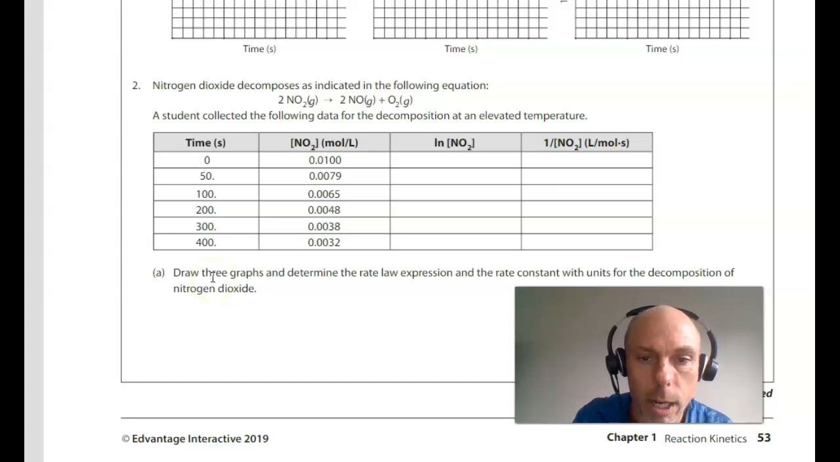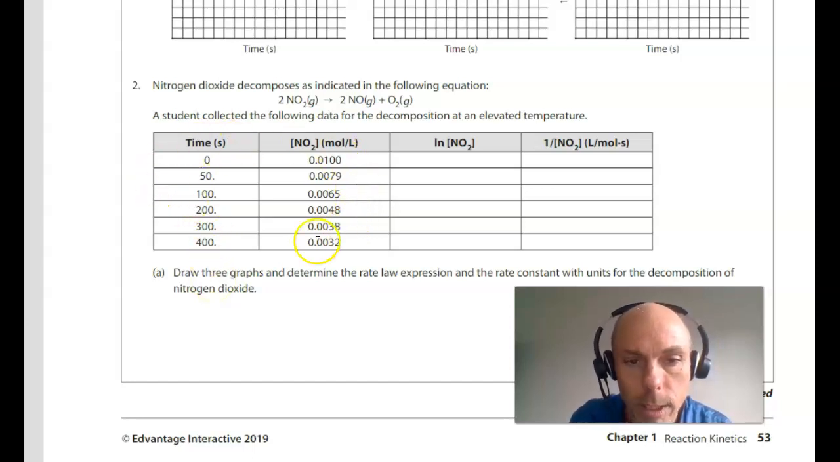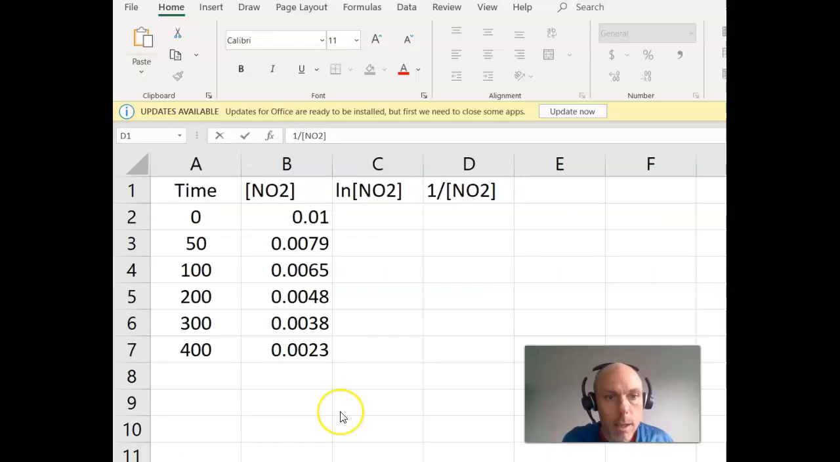decomposition of nitrogen dioxide. So I'm going to take us to Excel, where I've generated a table like this to have Excel calculate natural log and inverse concentration for us. And then we'll ask Excel to graph it for us, figure out what the order is and what the rate law constant is, and then write the rate law. So here we are in Excel. This is the same data we just saw, time, and then the concentration of nitrogen dioxide alongside it.